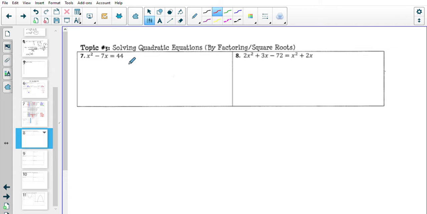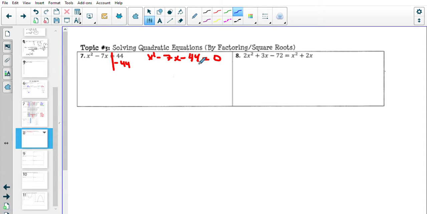Now, if you do want to go through and factor it, you have to make sure it's in standard form first. So if we look at number 7, it's not in standard form because it's not set equal to 0. So we need to make it equal to 0 by moving the 44 to the other side by doing the opposite. This is a positive 44, so I need to subtract it on both sides. So I'm going to subtract the 44 to get x squared minus 7x minus 44 is equal to 0.